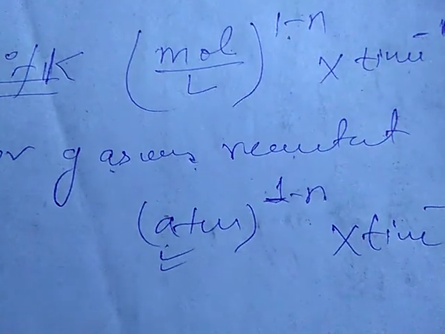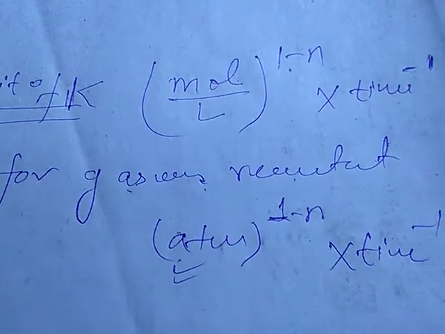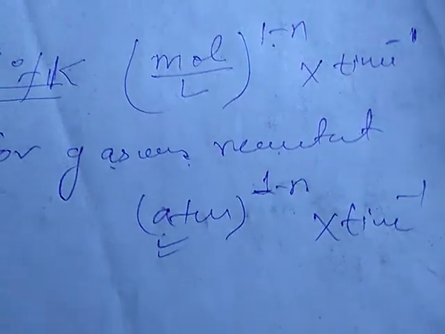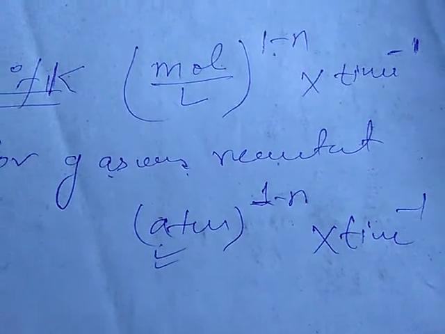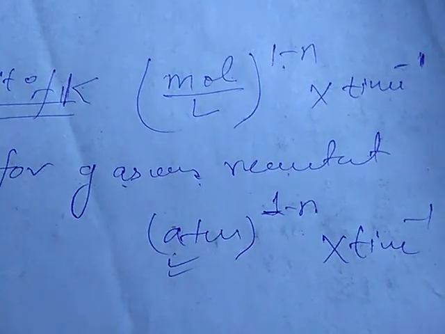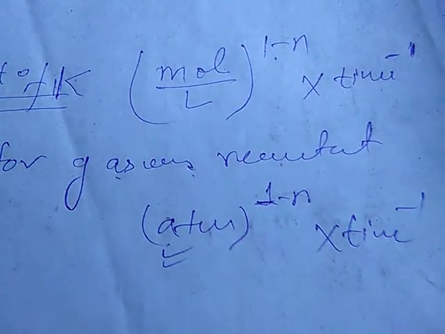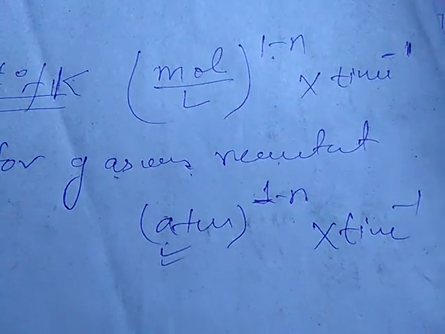So this is a small video for the explanation of two things. One, I told you about the rate of the reaction in the form of stoichiometry, and another one is about the unit of rate constant K. And the next and last thing which we studied is the order of the reaction.